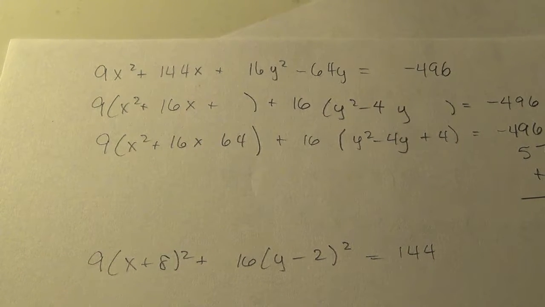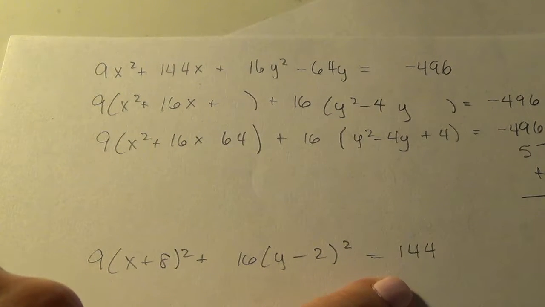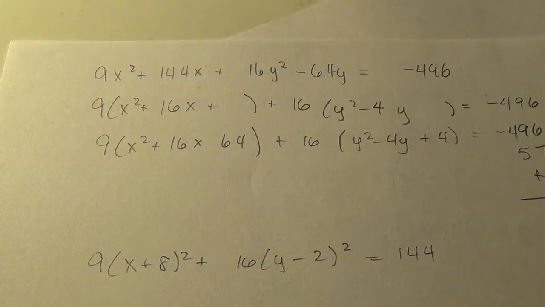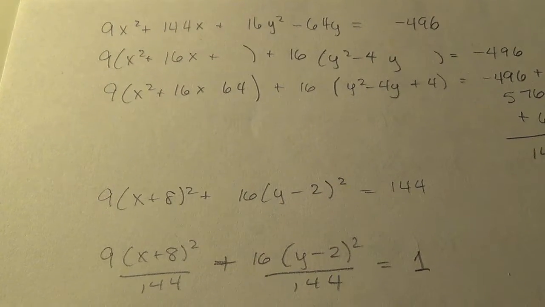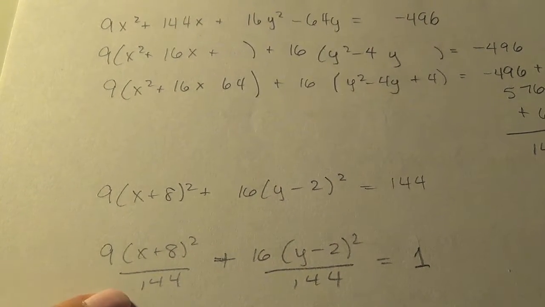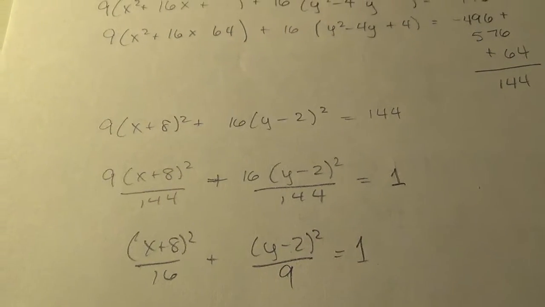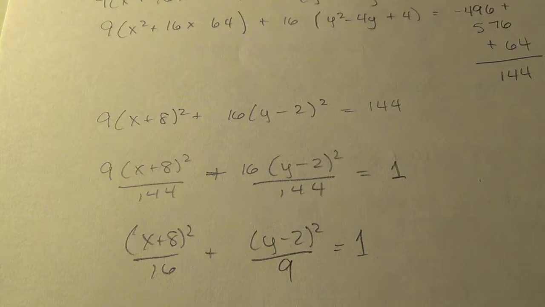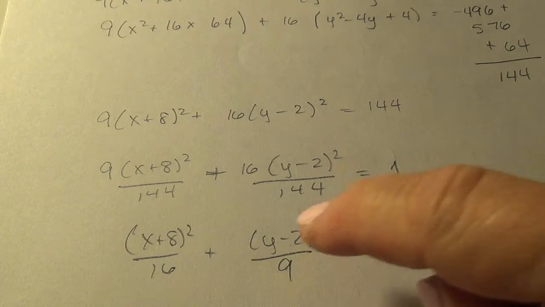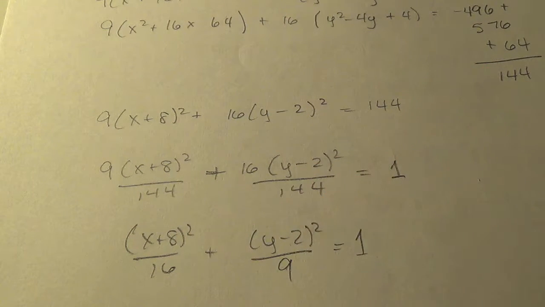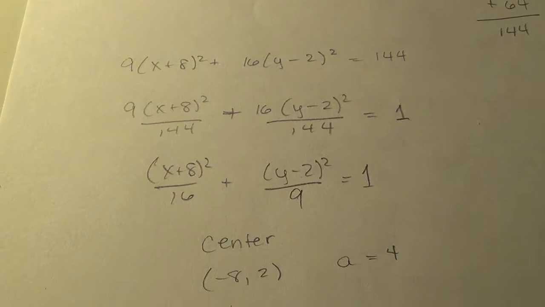To graph the ellipse, this has to be a 1, so I divide everything by 144. And 9 over 144 and 16 over 144 reduce. And here I'm ready for graphing. This holds the secrets. (x+8) and (y-2): -8, 2 is the center.